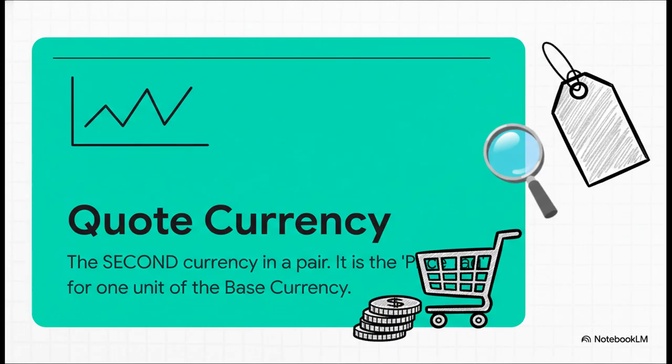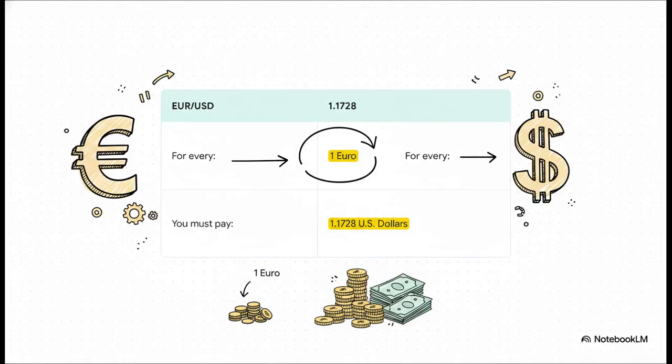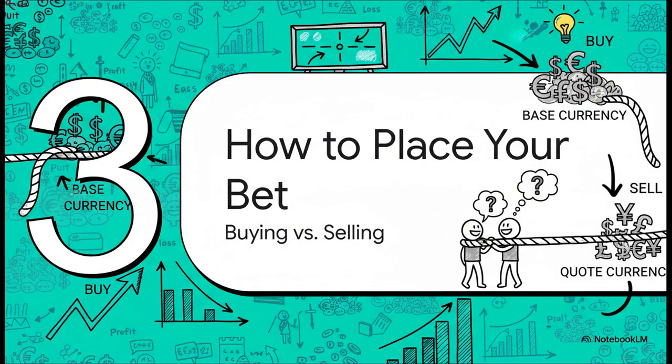It's that simple. Okay, so let's put it all together. If the price for Euro-USD is 1.1728, it just means that for every 1 euro, our base currency, it costs $1.1728, our quote currency. You're paying just over $1.17 for one single euro. See? Not so scary.